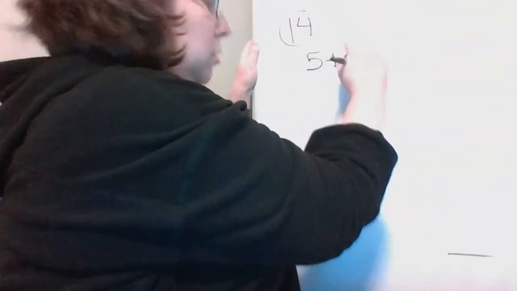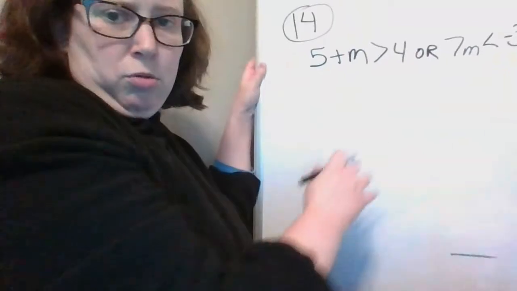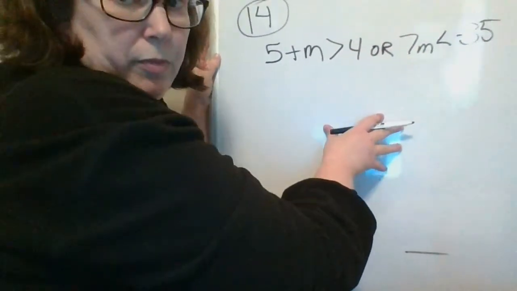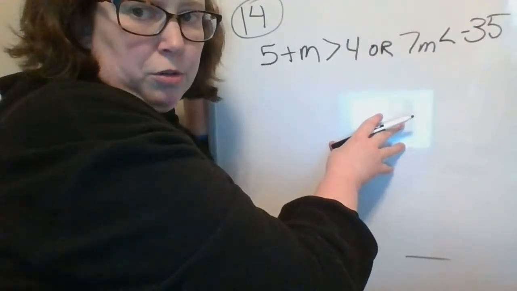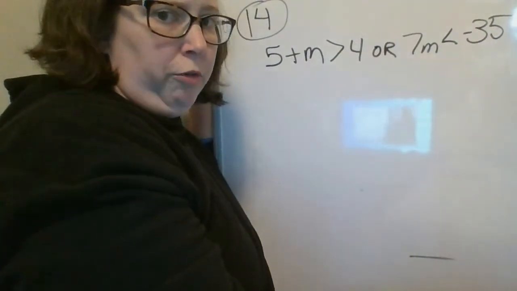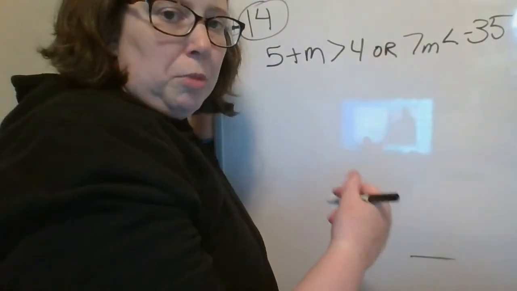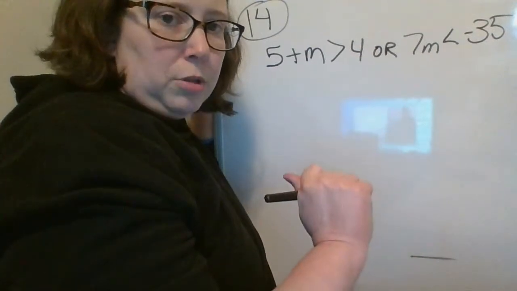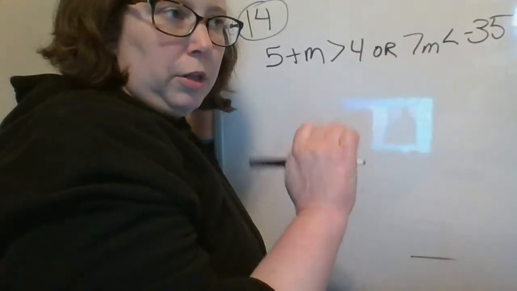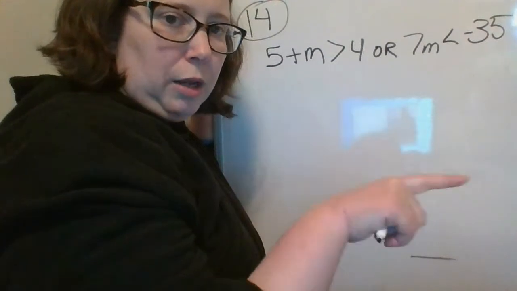We have 5 plus m is greater than 4, or 7m is less than negative 35. So with the ors, you are going to just have those two inequalities that you're going to have to solve, and there's no getting around that. Remember that with the ors, your graph should go out so they don't overlap at all. They don't go in towards each other like the ands do, they go out.